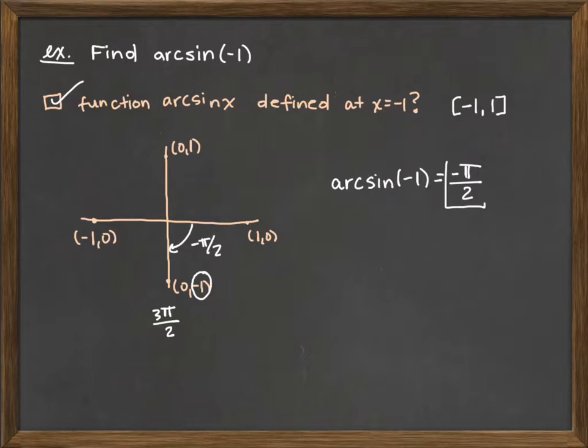Okay, so for this function, once again, we were looking for an angle so that when we took the sine of that angle, we got -1. Here that was 3 pi over 2, but because of the range restrictions, we need to write that as -pi over 2.